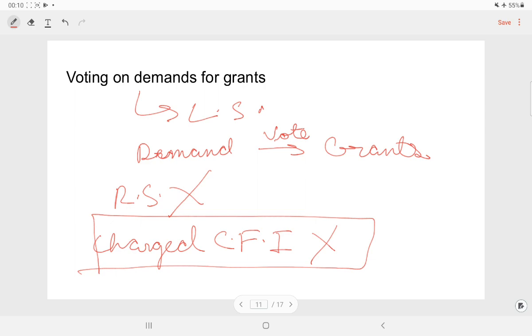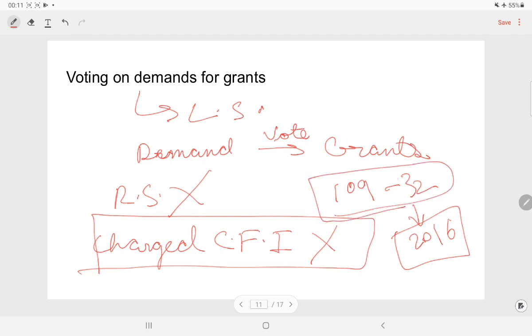So while the general budget has a total of about 109 demands, 103 for civil expenditure and 6 for defense expenditure, the railway budget had about 32 demands. And we all know that in 2016 only, this was scrapped, and now both of them are merged together into a single budget. In these stages, there are different cut motions which are put. So what are these cut motions? We will discuss this.